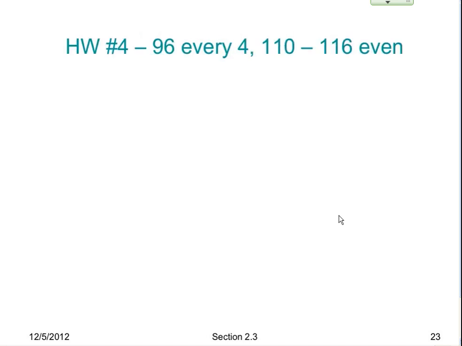The homework is 4 through 96 every 4, 110 through 116 even.